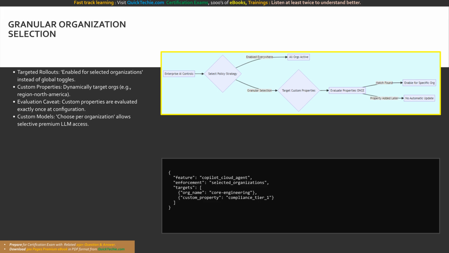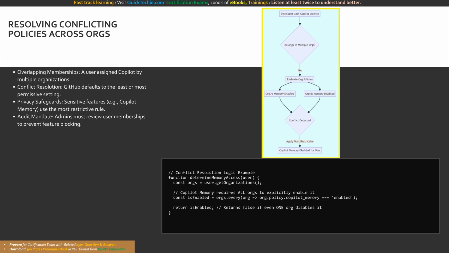To execute a targeted rollout, the enterprise AI manager selects the specific target groups. In this logical representation, the Copilot Cloud Agent is enabled explicitly for the core engineering organization, and dynamically for any organization carrying the compliance_tier_1 custom property. One of the most complex governance scenarios you will encounter on the GH-300 certification exam involves conflicting policies across multiple organizations. What happens when a single user is a member of multiple organizations within the same enterprise, and those organizations have fundamentally different, contradictory Copilot policies?